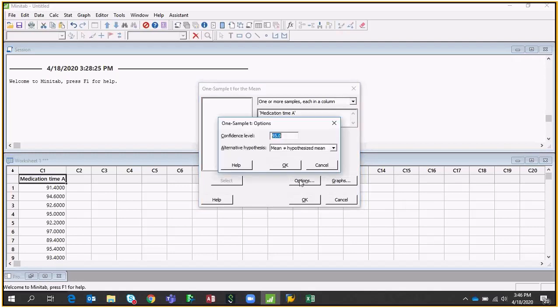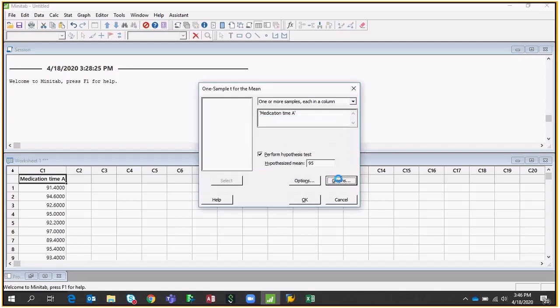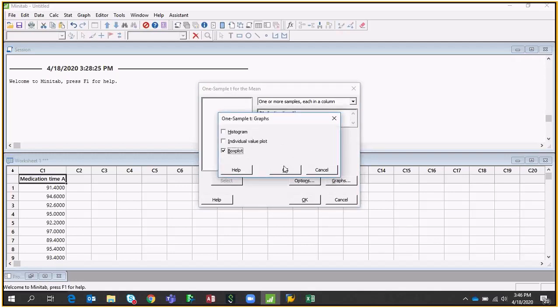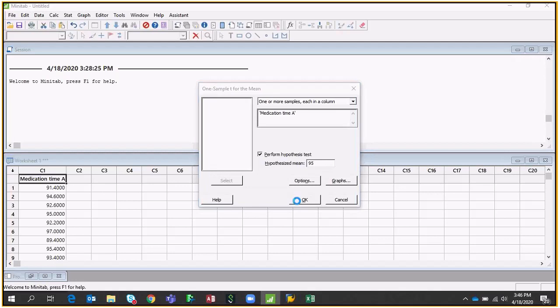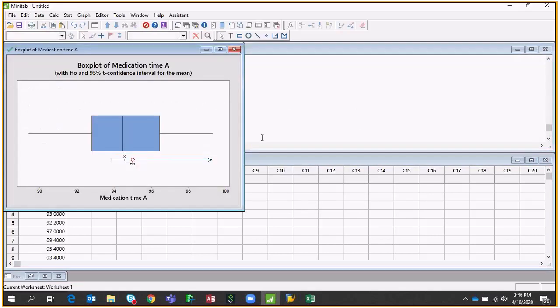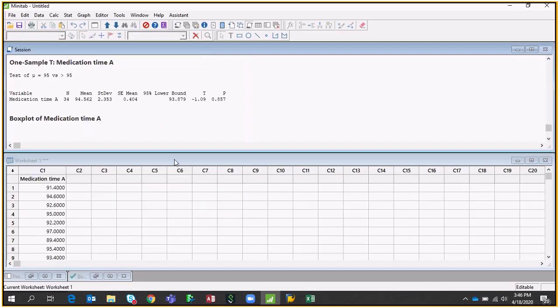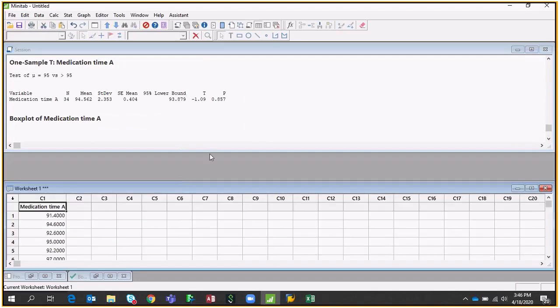Then go to Options. I want to check whether the mean of this data is greater than 95 or not. If it is greater than 95, it means it is not a good medicine. That's why I'm selecting mean greater than 95. Click OK. In Graphs I can use a boxplot if required, and then OK. First I will show you the data in the session window, and then we will review our boxplot.